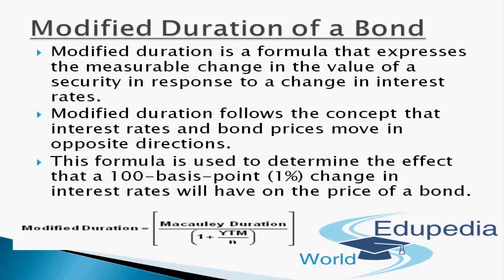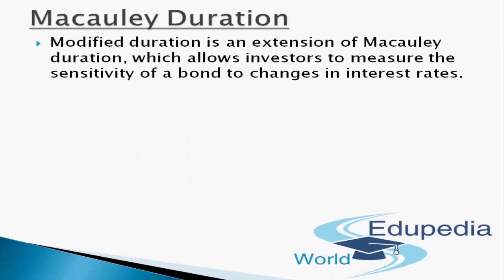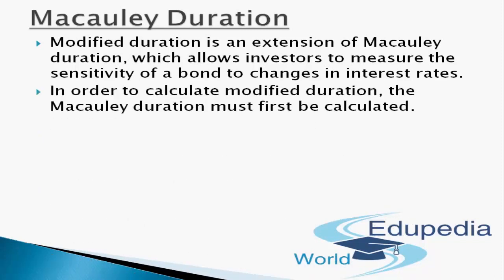Before moving further, I would like to take you back to the topic duration, which was talked upon by Macaulay. Macaulay duration. Modified duration is an extension of Macaulay duration, which allows investors to measure the sensitivity of the bond to changes in interest rates. In order to calculate the modified duration, the Macaulay duration must first be calculated.